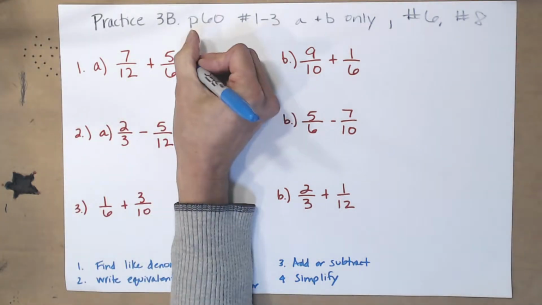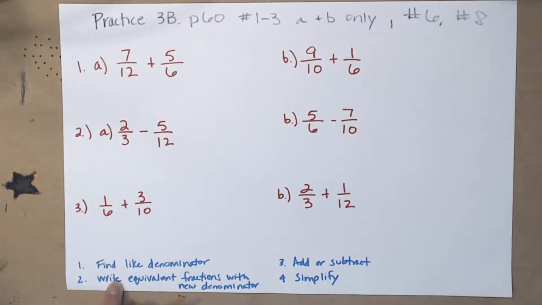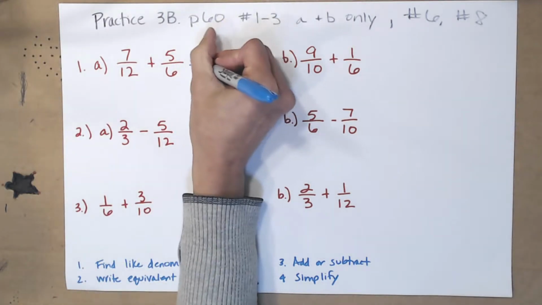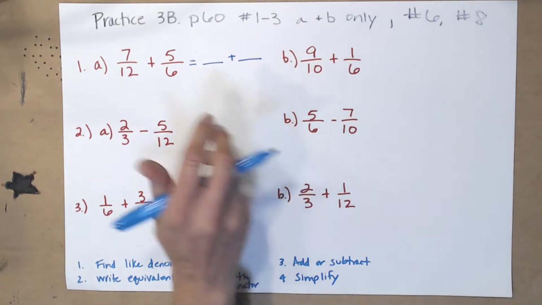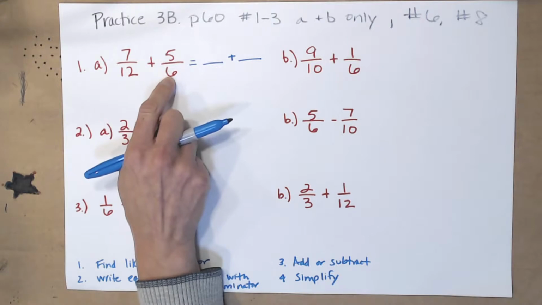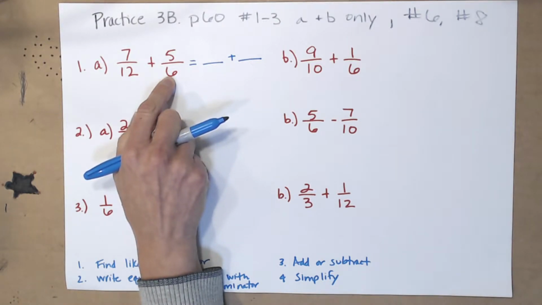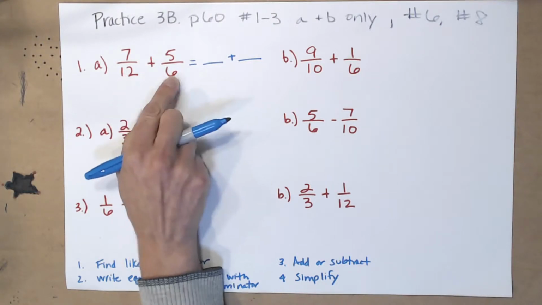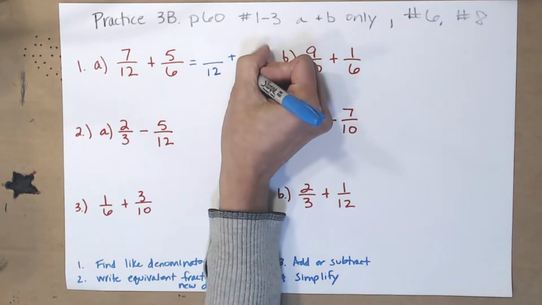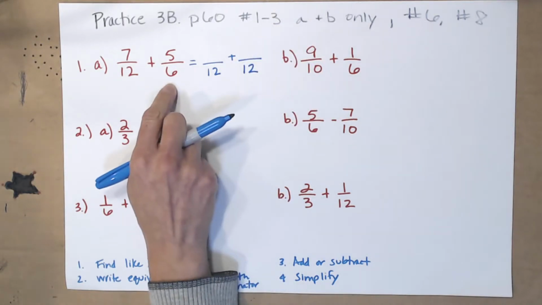So the first step, I wrote right down at the bottom, I wrote the steps like we talked about in class. The first step is find the like denominator. So we're going to rewrite this with a common denominator. So we have 12 and 6. We want to find the least common multiple of 12 and 6 and use that as our new denominator. And that would be 12, because 6 is a factor of 12.